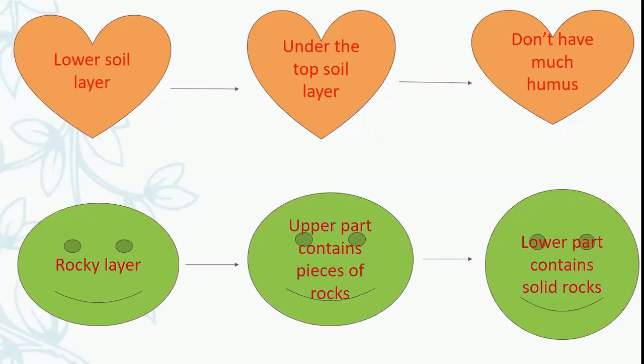What about the rocky layer? The last layer of the soil is called the rocky layer. It consists of two parts. The upper part of the rocky layer contains pieces of rocks. What about the lower part? The lower part of the rocky layer contains solid rocks.